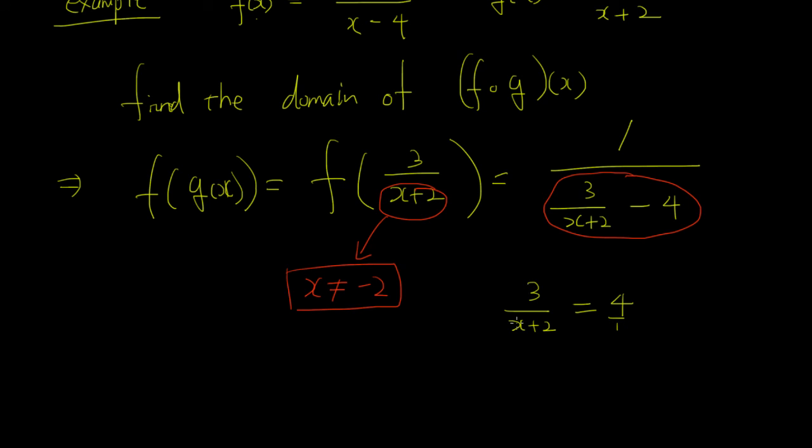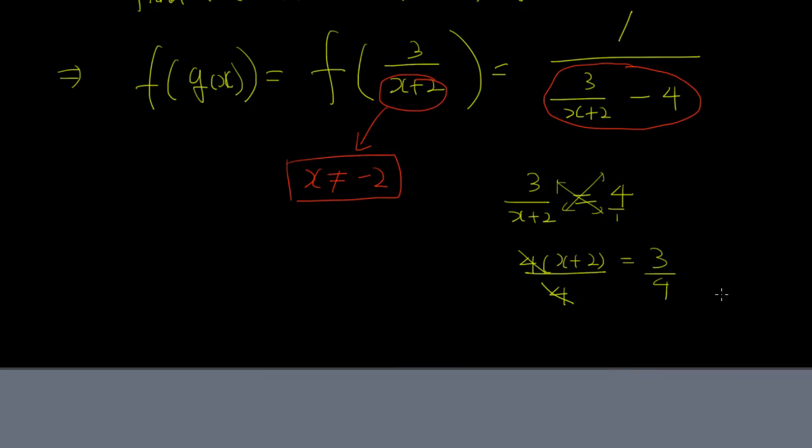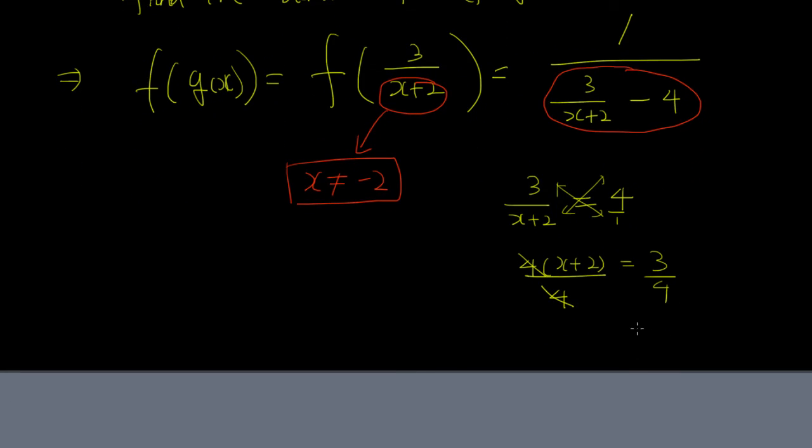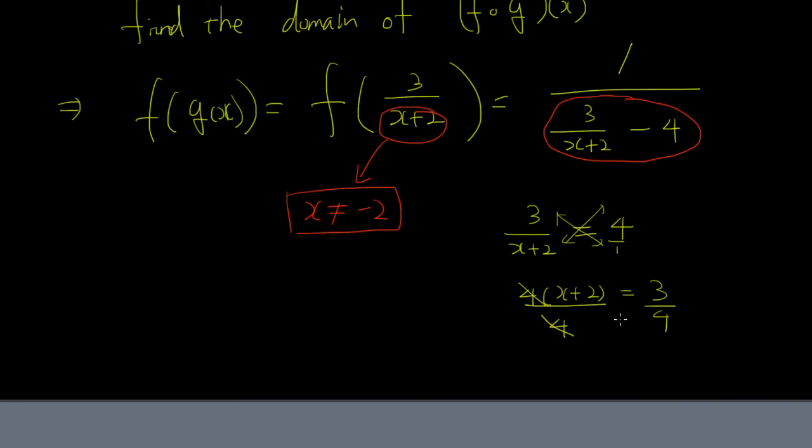Again, we can do cross multiplication. Multiply these two, multiply these two. So 4 times x plus 2 equal 3. So I guess I can divide both sides by 4, right? I mean, I don't want to deal with the fraction, but I guess it's not too bad. So cancel, cancel. Oops, we are out of paper. Well, I guess we can squeeze in here.